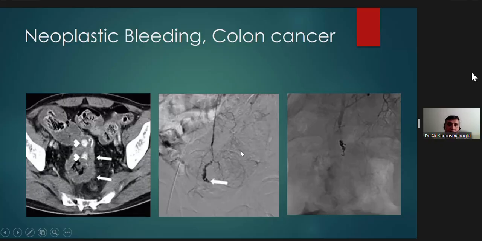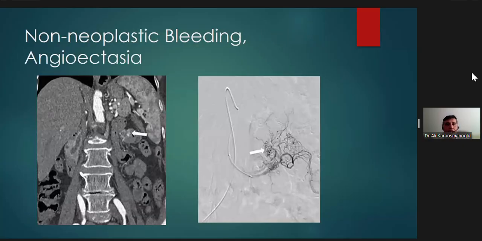Patient underwent an immediate angiography. You can see active contrast extravasation from the IMA branch, which was successfully embolized, and the patient was later operated on by the surgeons, which confirmed the colonic tumor. So think about the non-neoplastic bleeding as well, both from the small and large bowel loops.